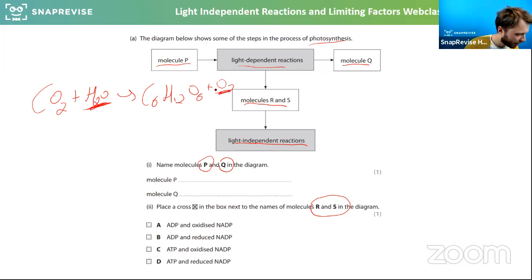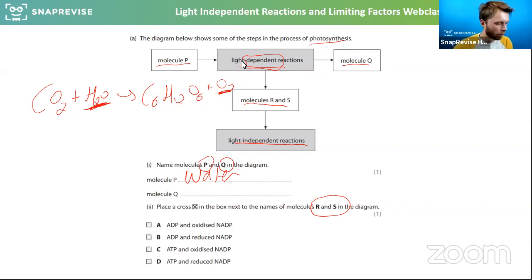So molecule P, lots of you are saying molecule P is water, and indeed it is. Water feeds into the light-dependent reaction. Be careful with that, because some of you are saying it produces NADP, but in the light-dependent reaction those two do not feed into it; they're just made.